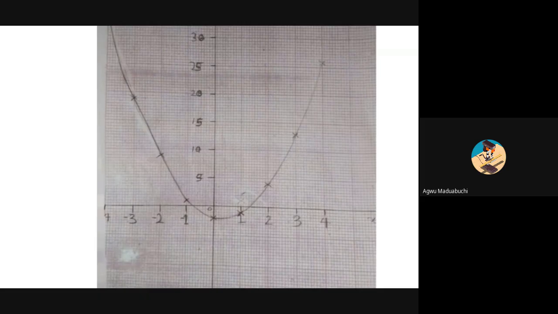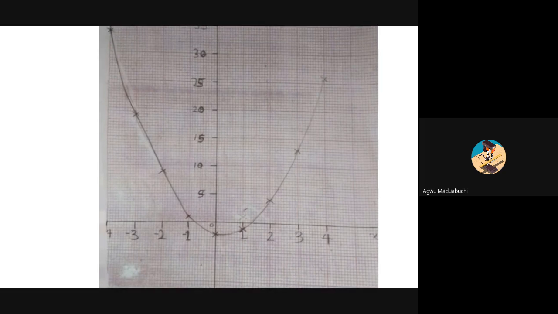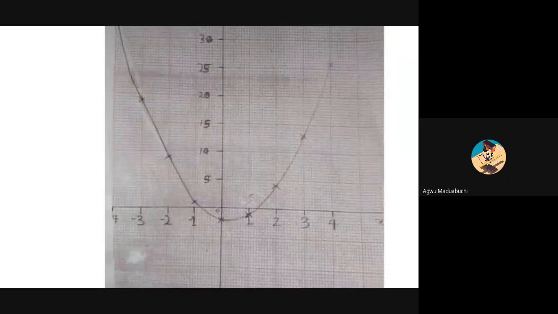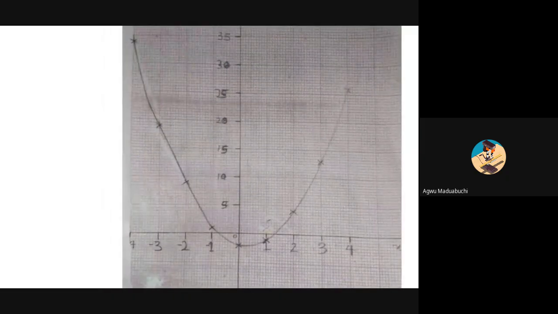Is this clear? Yes, ma'am. Okay. So plotting all the points, this is what we have. When x is -4, we have that y is 35. So that's why we have this. When x is -3, I think we have that y is 19. So how do I locate 19?